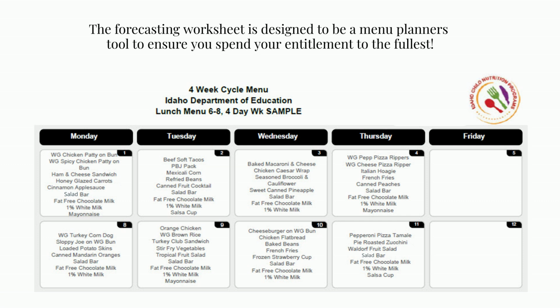Since this is a cycle menu, you would want to forecast the number of cases you would need over the course of a school year for the above-mentioned products. By using the forecasting tool and entering in the number of cases of each of these products, you will successfully begin to draw down your entitlement. Again, this cycle menu is just an example, but you need to know your meal plan for the coming school year.